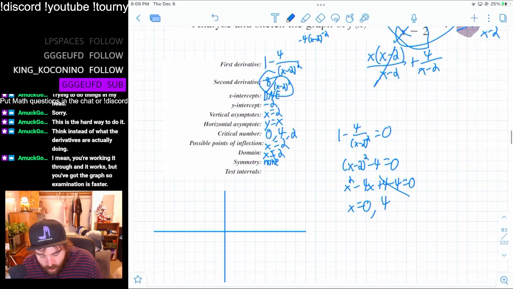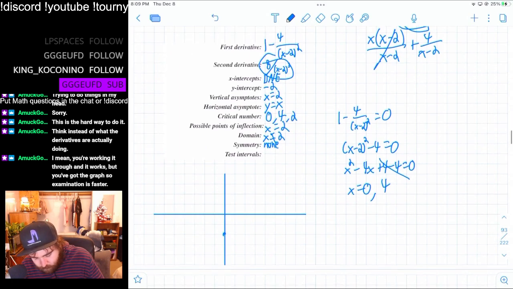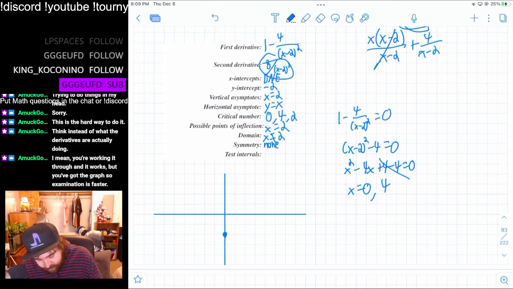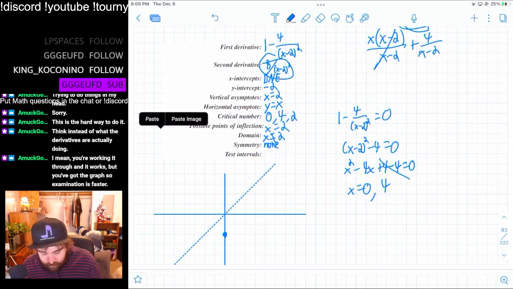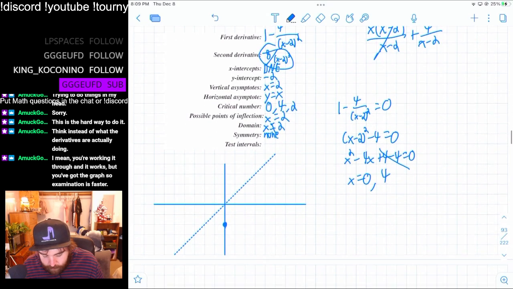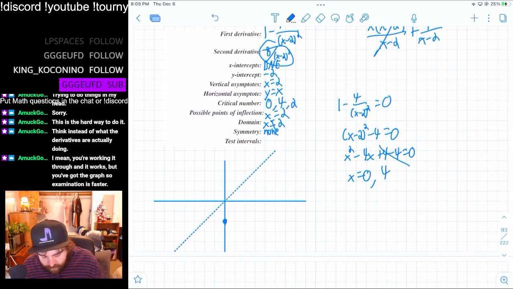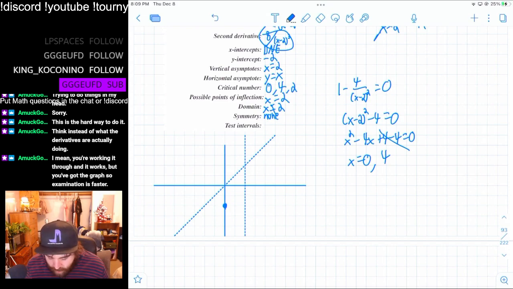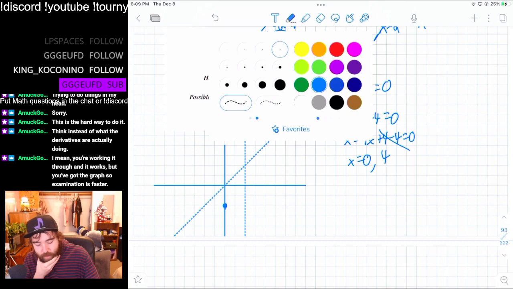What do we got? We got no x-intercepts. We got our asymptotes. So we had our slant asymptote at y equals x. So that's like there. We had no x-intercepts. We had vertical asymptotes, one of them at x equals 2. And that's about it, right?